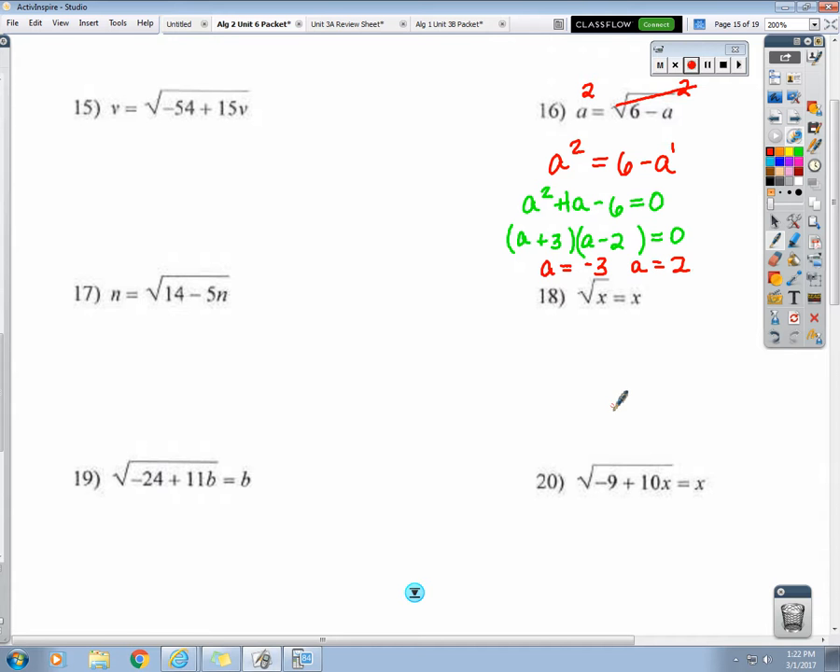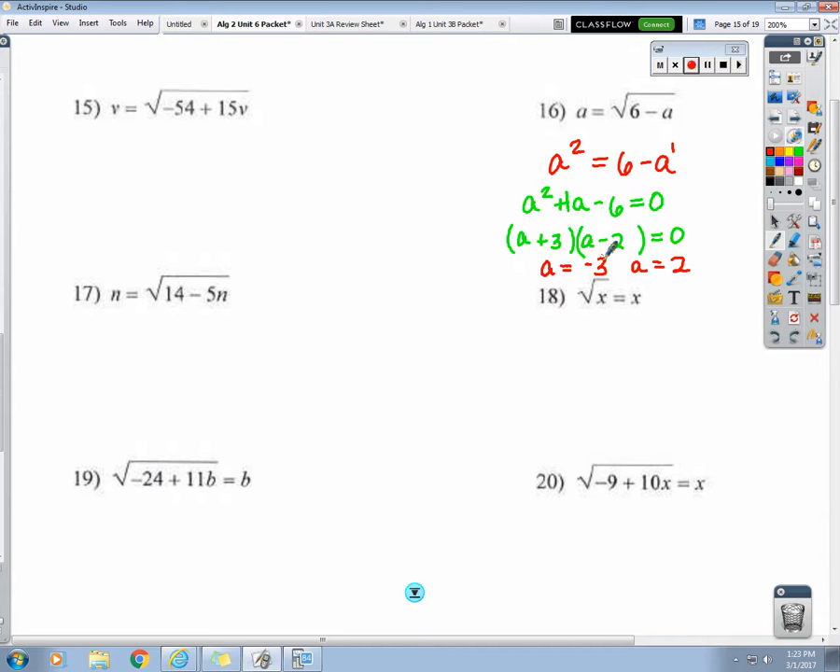Once you have your answers, what do you have to do? You have to check them. And what are we looking for? Why are we checking them? Right, both. We're seeing if it works, and if it doesn't work, it's called an extraneous solution, and you'll have to identify that on the test.